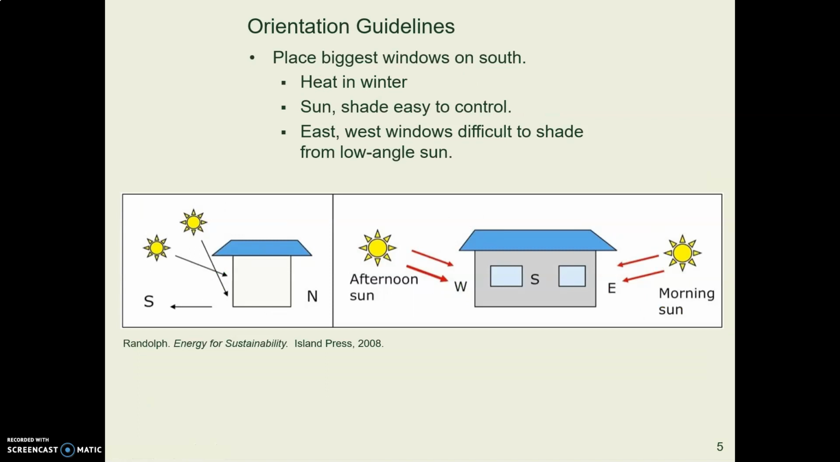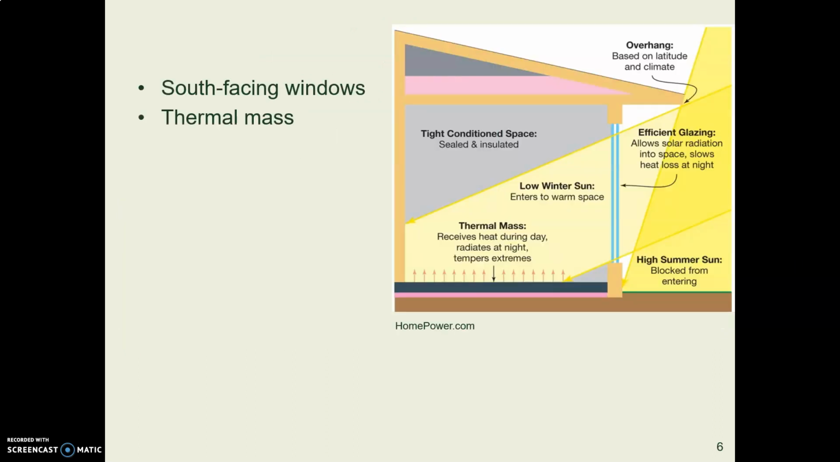You want to put the biggest windows on the south where the sun can get in, and then smaller windows, especially on the west where the hot afternoon sun bakes in. Here's another diagram of sun coming in past an overhang, and you notice that one of the things you want to think about is thermal mass, the concrete or stone that stores heat and radiates it back out.